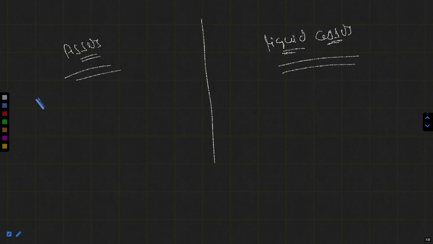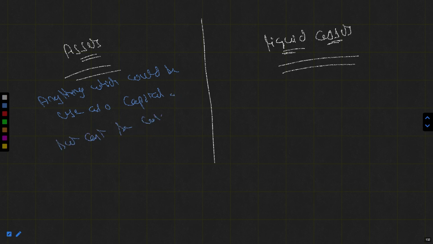If we talk about the assets, then they could be anything which could be used as a capital, but can't be converted into money quickly. All right, this is the assets.